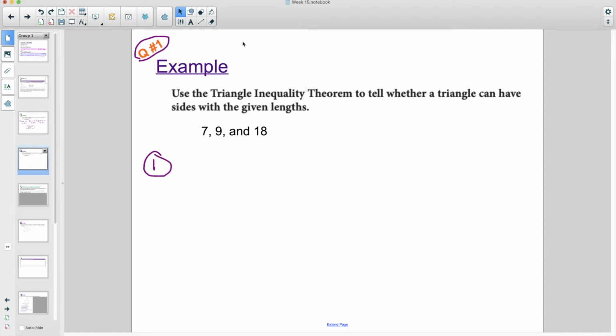So first combination, I'm just going to go in order here. So we have 7 plus 9, right? That has to be greater than 18. Okay. The second combination, 7 plus 18, that has to be greater than 9.